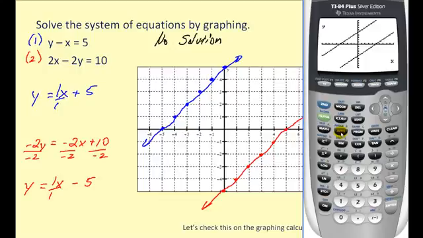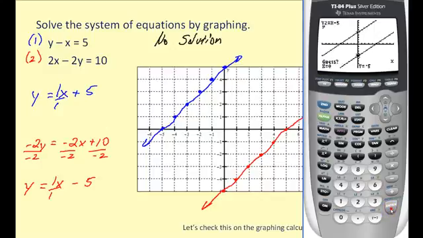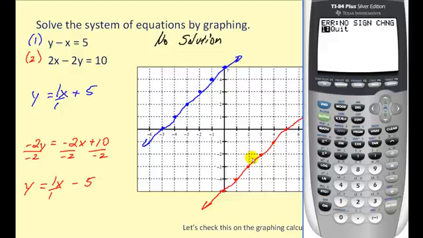Now, if there is a point of intersection, the way you can find it is if you hit second trace and then option 5 for intersection, and then if you hit enter 3 times. Now we got an error because there was no point of intersection, but if there was, it would tell us the coordinates of the point of intersection.